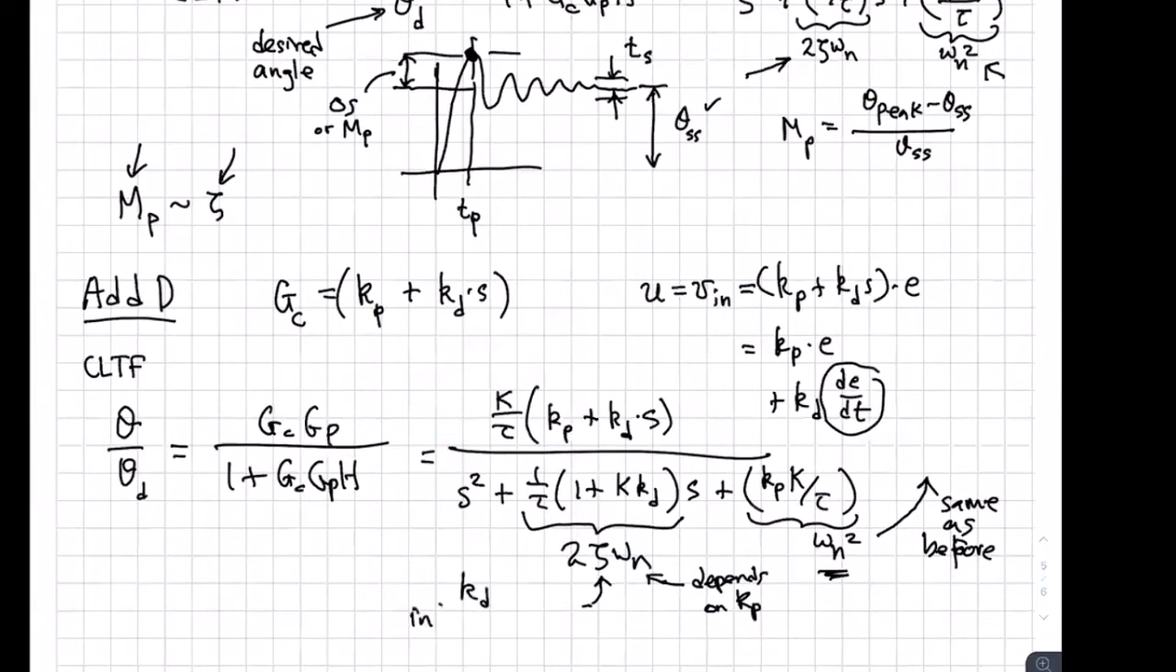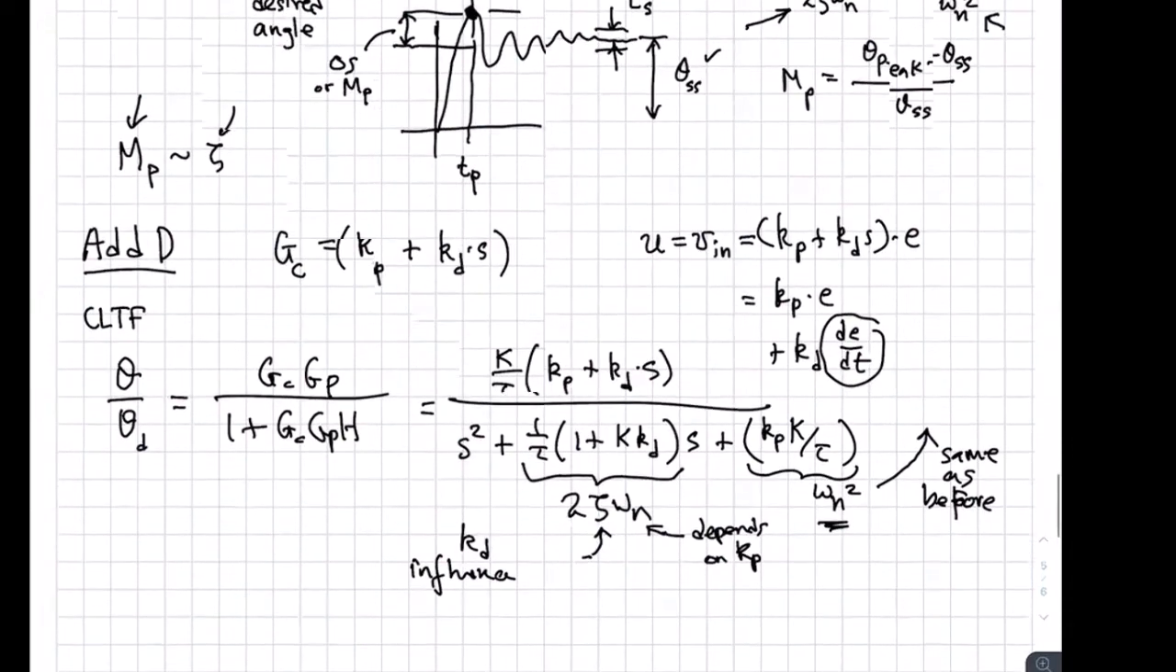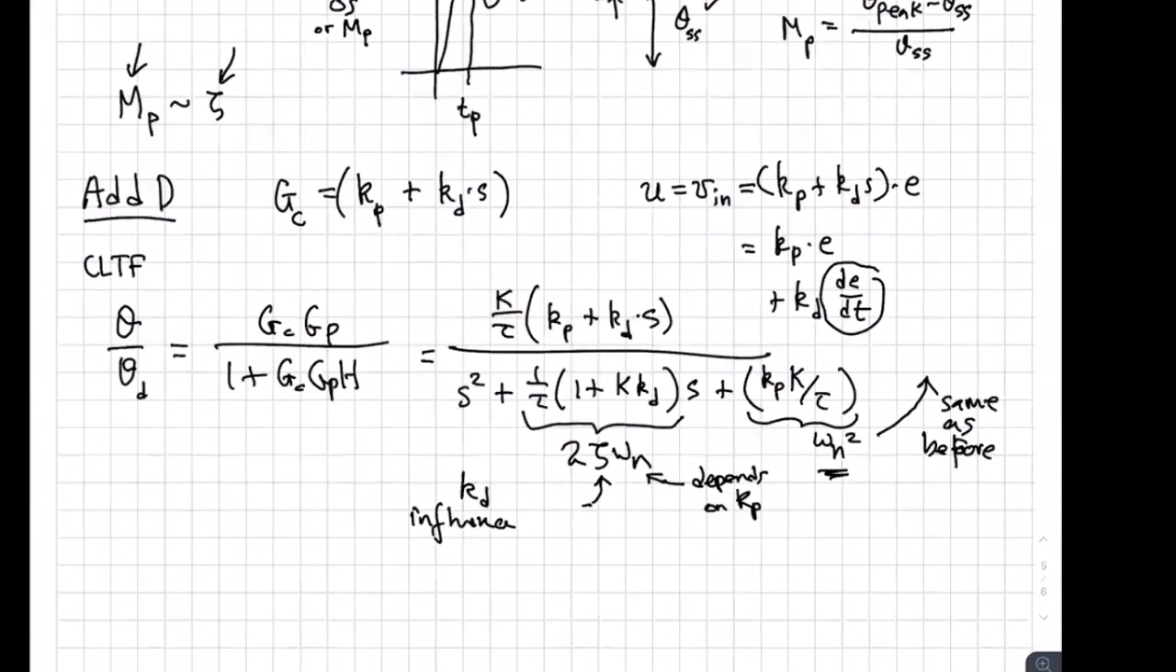KD influences that. You can come up with a little formula that says zeta is like 1/2 omega n. I'm solving this for you, but show that this is the case. So you have a nice little convenient formula. So you see, given this, you can now adjust that and give any zeta you want.